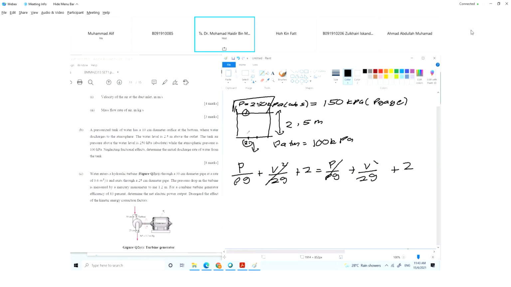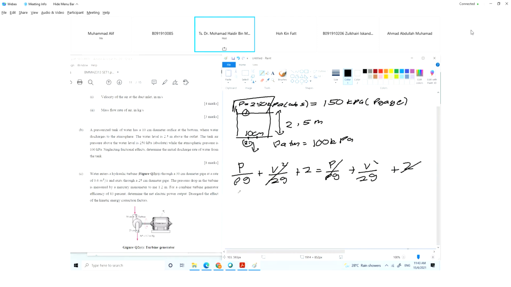The orifice is 10 centimeter. You already know the area, so the velocity is not 0. Next is about the Z. Point 1 is 2.5 meter above point 2, so you can cancel Z2. The value for Z2 is 0.